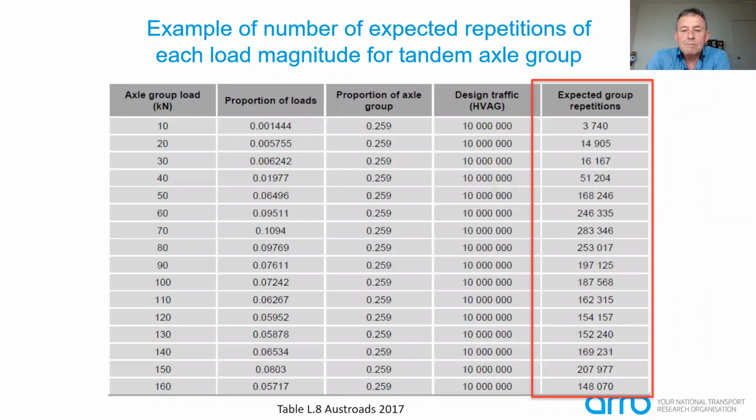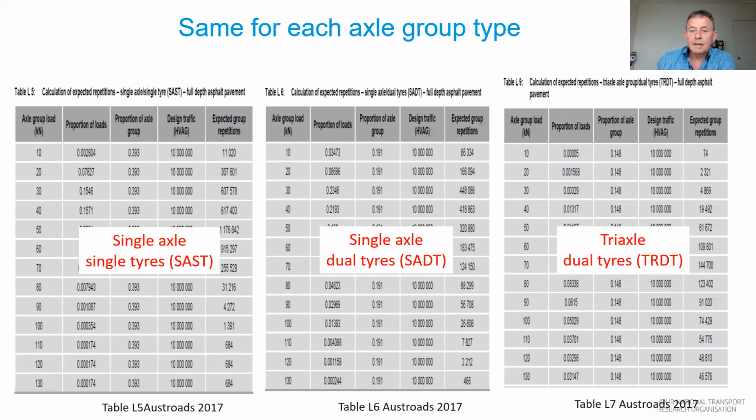So shown here is an example of those sorts of calculations that you'll see in Appendix L of the Austroads Guide, where this, for a tandem axle, gives you an example of the number of expected repetitions of different axle group loads from 10 to 160 kilonewtons. And so that's part of the calculation to calculate the expected number over the design period. And we do that for each axle group type. For example, a single axle with single tires, which is like a steer axle, a single axle with dual tires, and also triaxle groups. So for each of them, we calculate the expected number of repetitions of each axle group load within each axle group type.